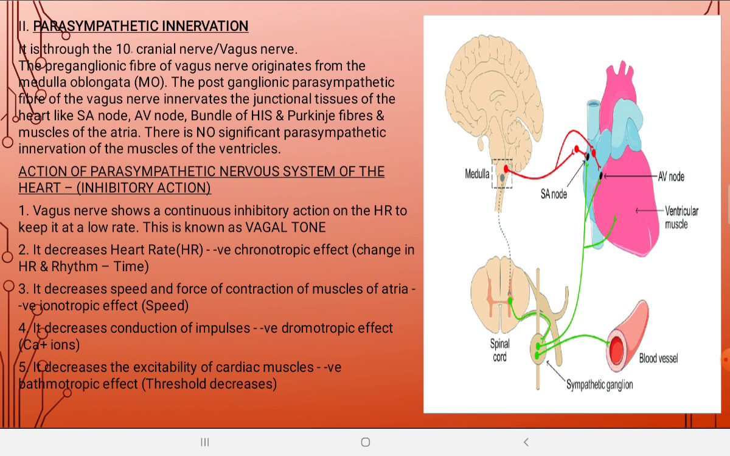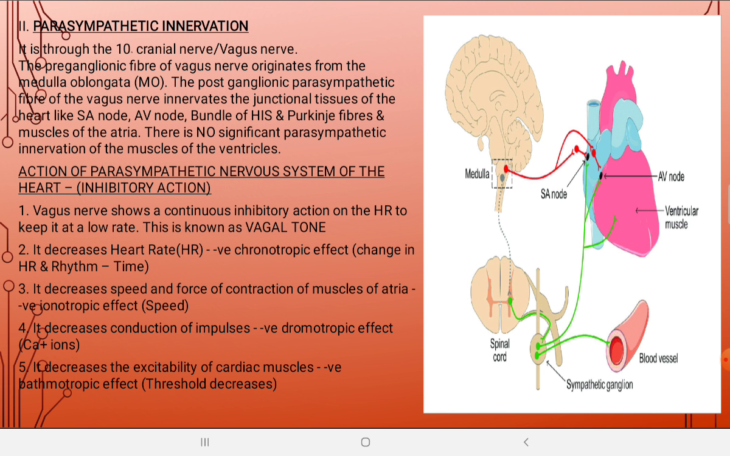post-ganglionic parasympathetic fiber at the ganglion. From the ganglion, the post-ganglionic parasympathetic fibers arise and innervate the junctional tissues and the muscles of the atria.